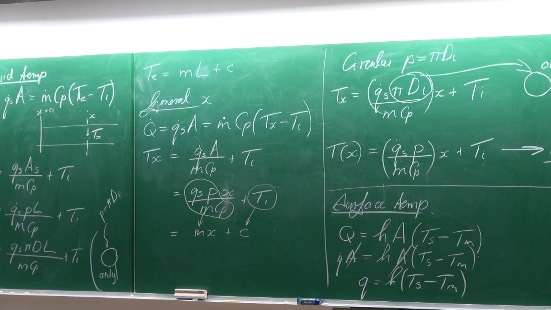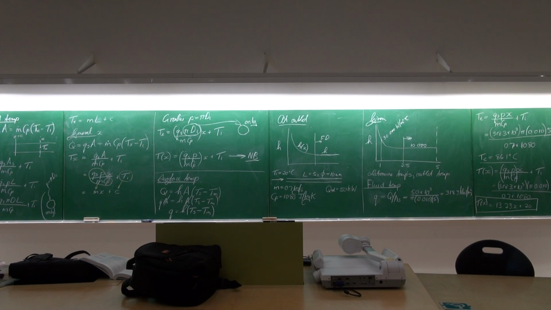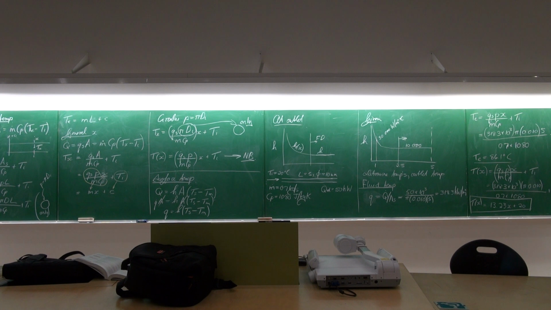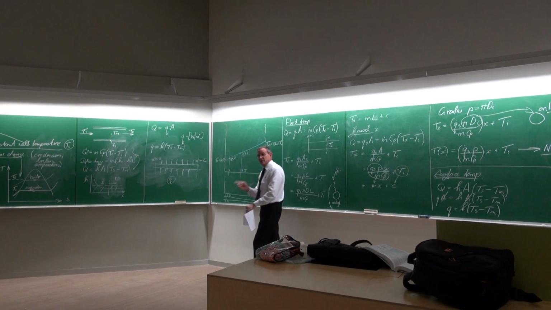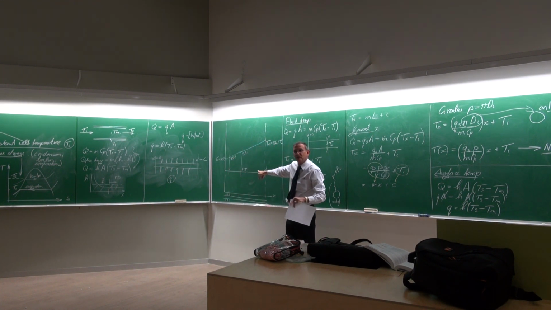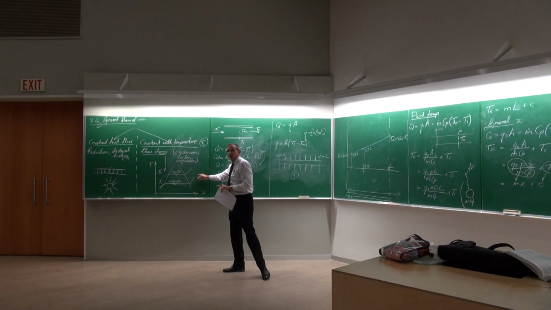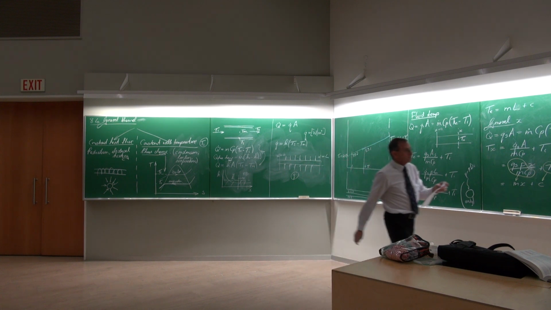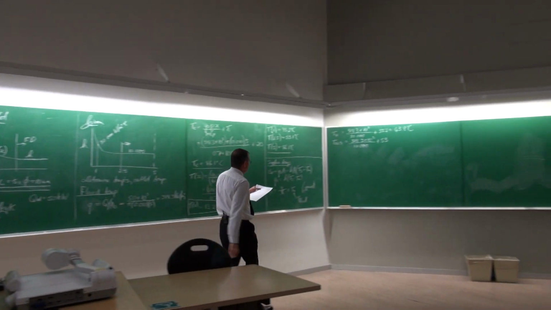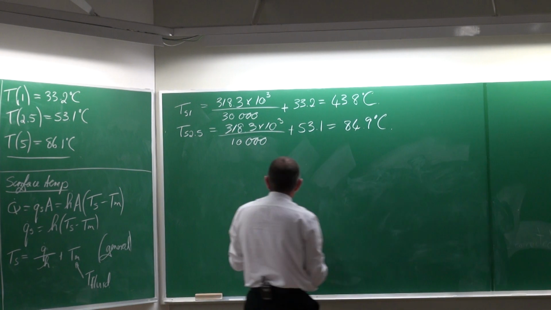Any question? The mean temperature of the fluid. Yes. In this case, the inlet temperature plus the outlet temperature divided by 2 should in any case be 53.1 because it's in the center of the tube. The mean temperature is going to be very important, specifically when we get to this part, in terms of what we mean by the mean temperature. So plus 53.1, and that gives us a surface temperature of 84.9 degrees Celsius.